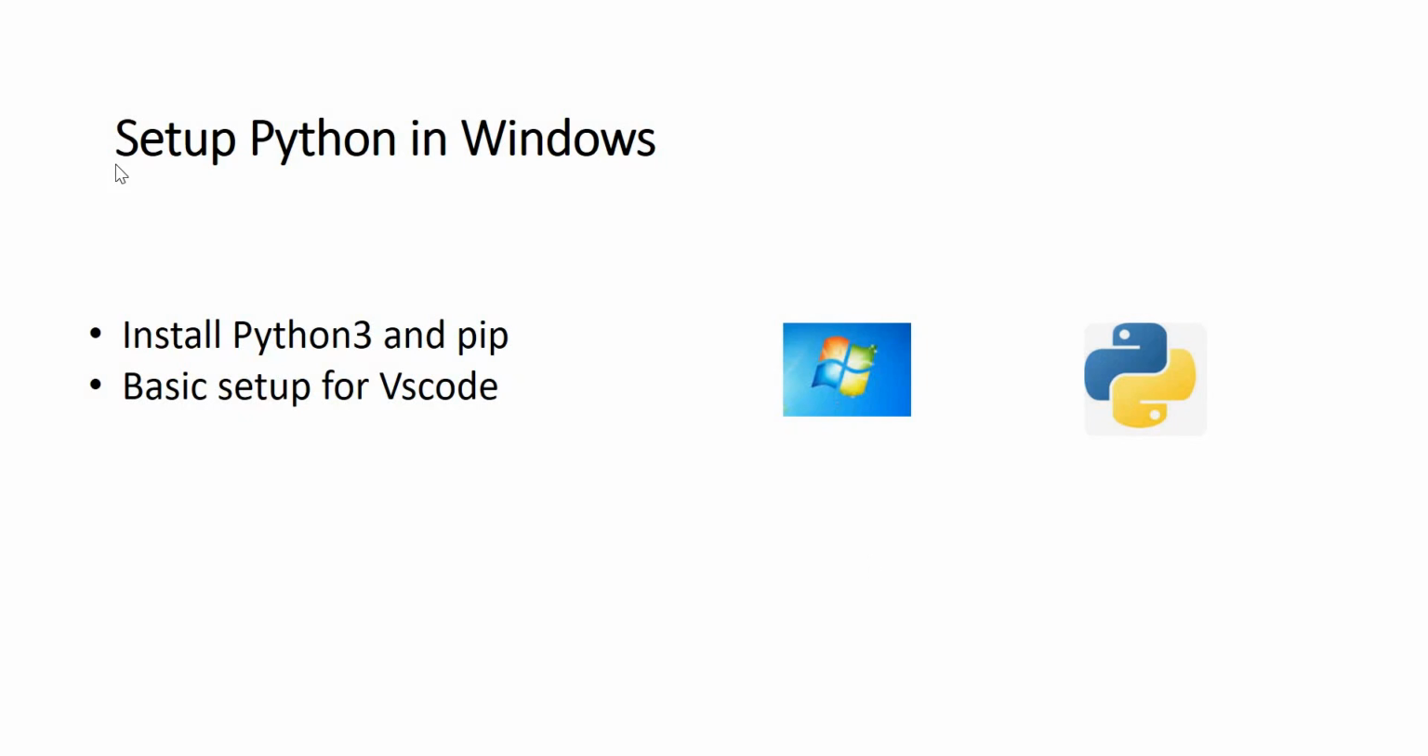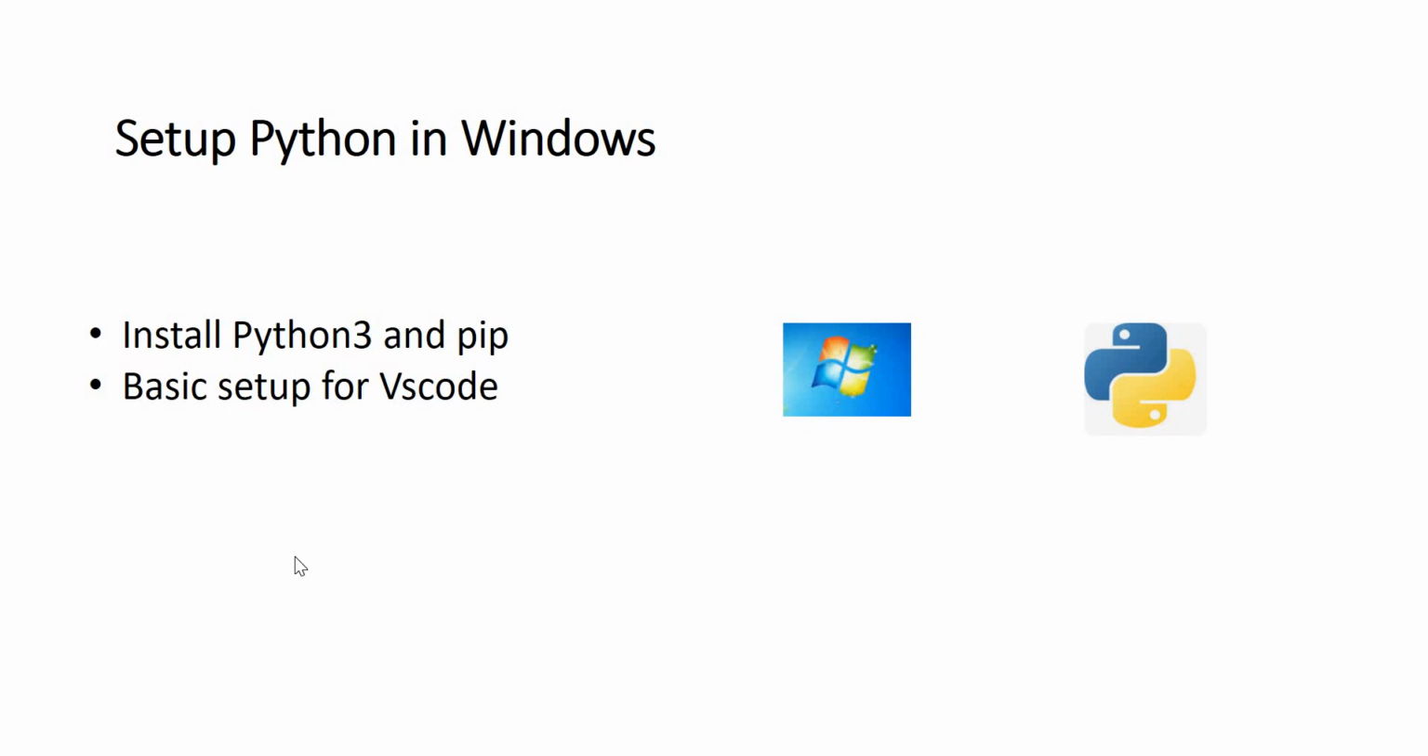Hello friends, in this video we are going to see how to set up Python in Windows operating system. As part of this, we'll see how to install Python 3 and PIP. Once Python 3 and PIP are installed, then we'll see how to perform a basic setup for VS Code IDE to work with Python based applications.